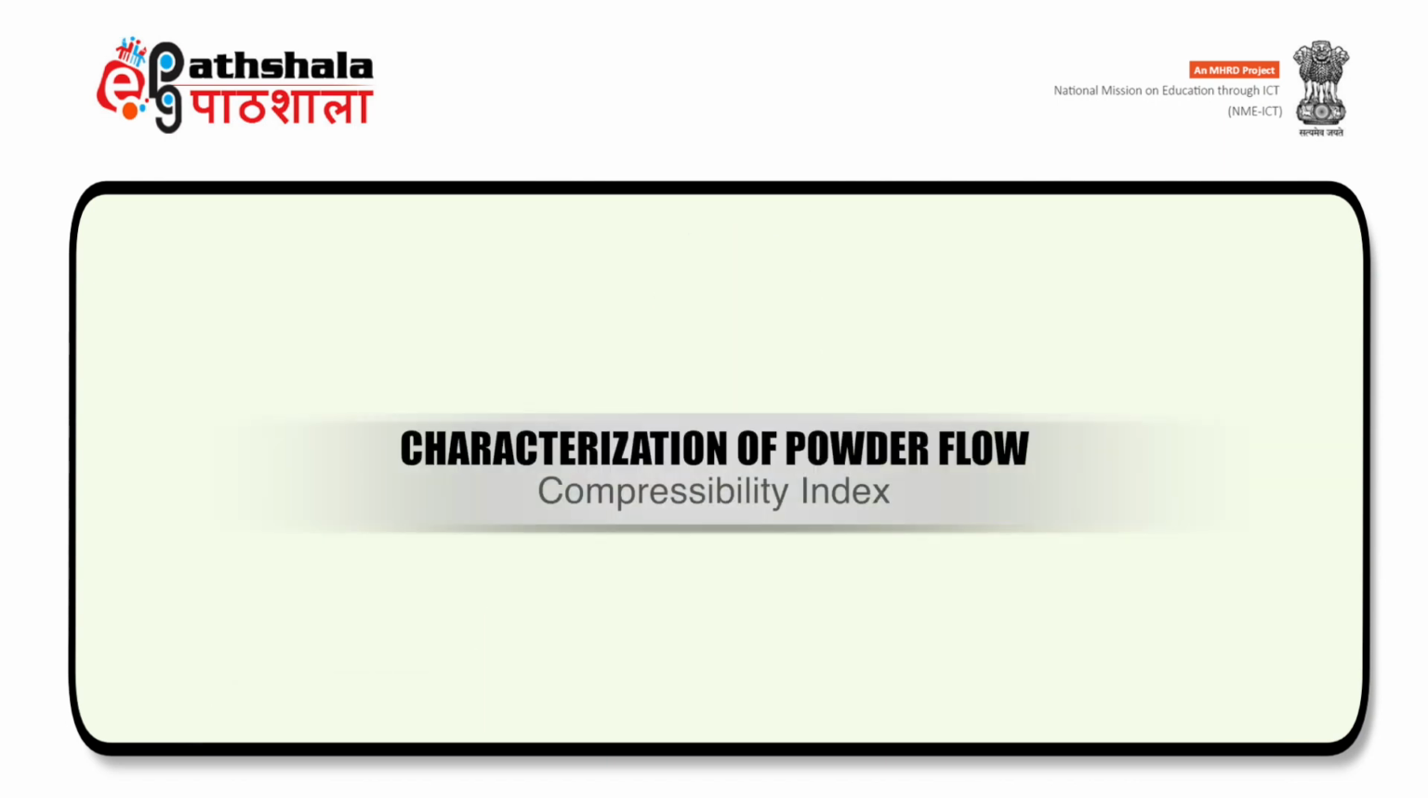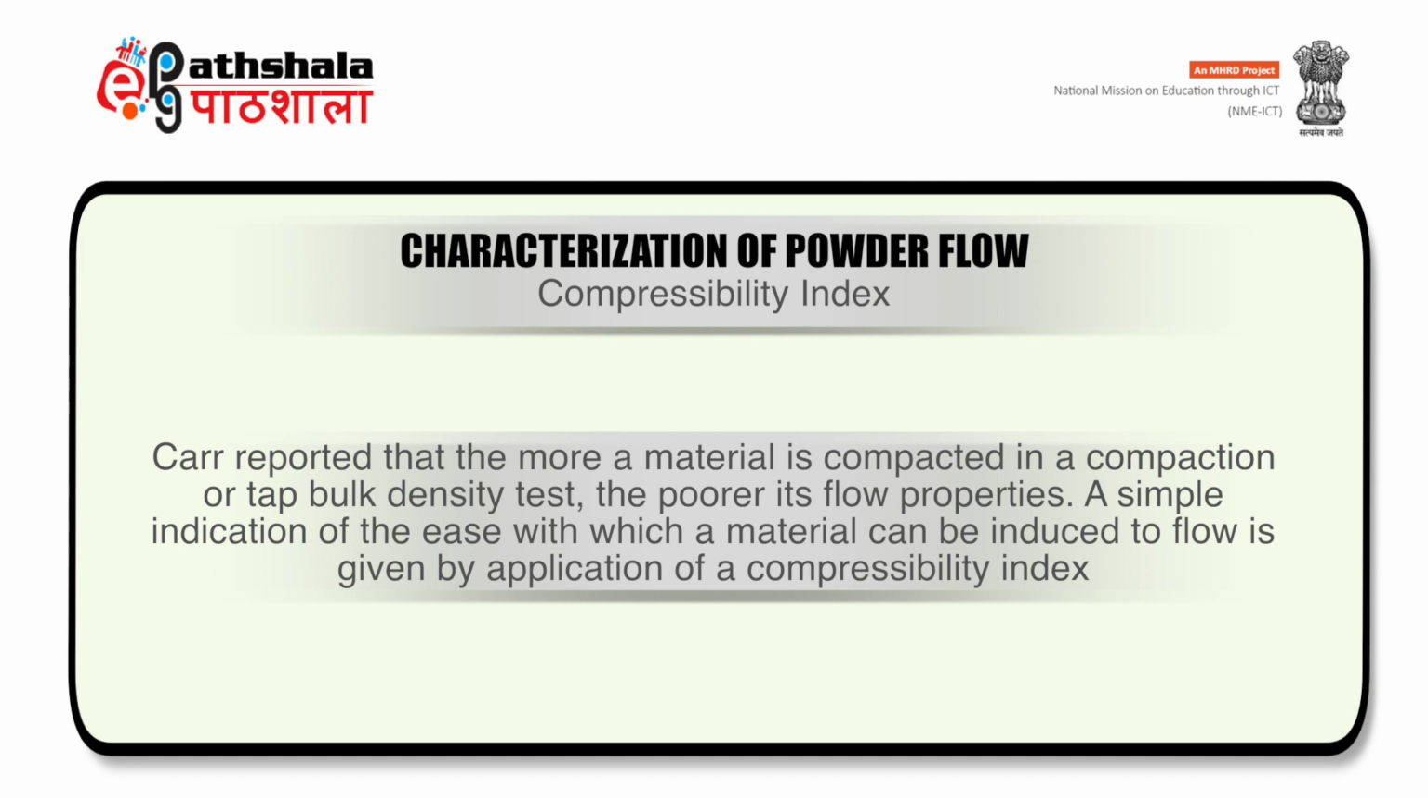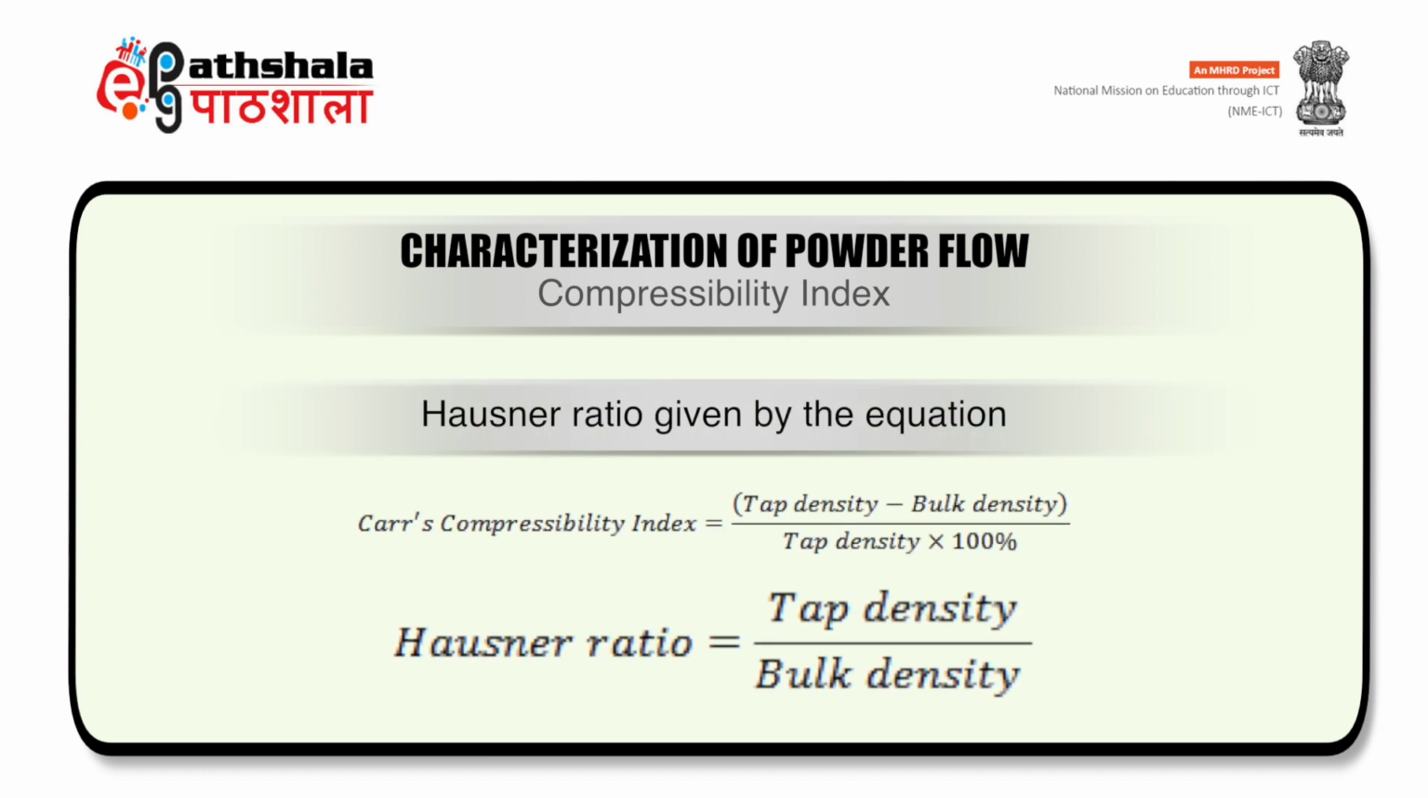First, we discuss compressibility index. Compressibility index is defined by Carr. Carr reported that the more a material is compacted in a compaction or tapped bulk density test, the poorer its flow property. A simple indication of the ease with which a material can be induced to flow is given by application of compressibility index as well as by Hausner's ratio given by the following equations.